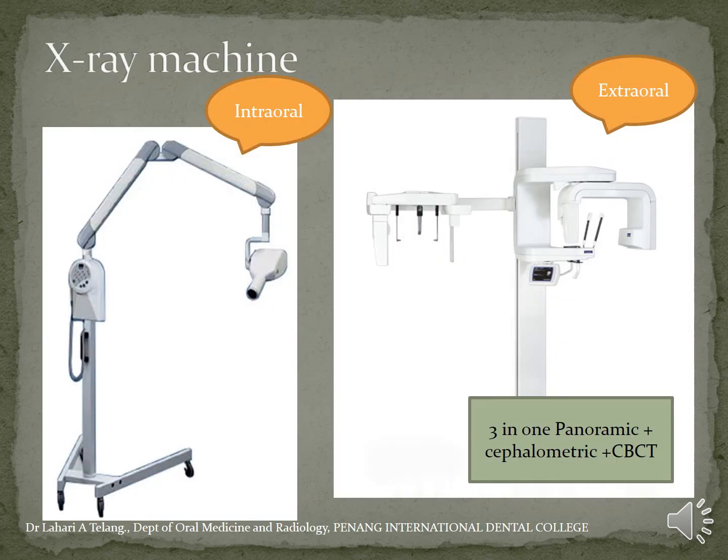So this is how the X-ray machine looks like. This is an intraoral X-ray machine, and this is a mobile unit. Sometimes you have wall-mounted units. In fact, the wall-mounted ones are more famous. And this is an extraoral X-ray machine. That means this, for example, is the one available in our clinic. It takes panoramic and cephalometric as well as cone beam CT images. So it's actually a 3-in-1 machine.